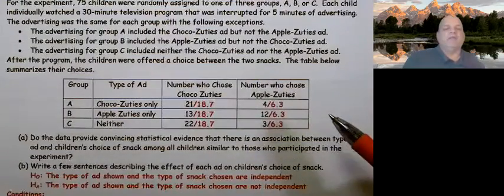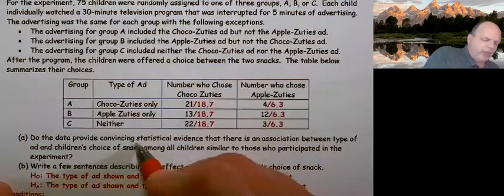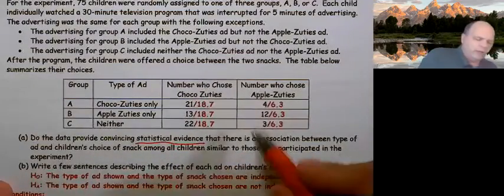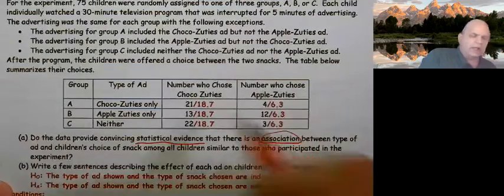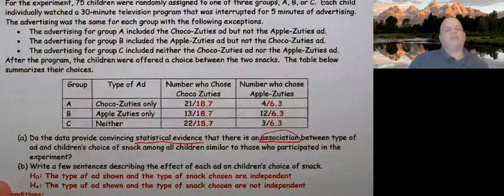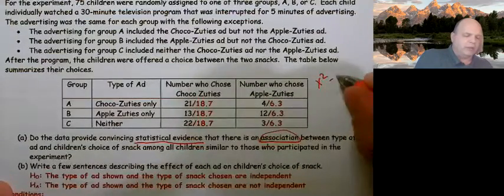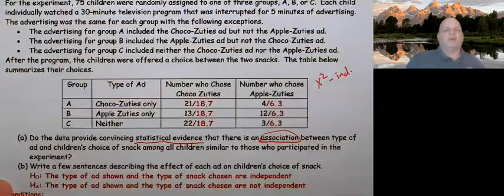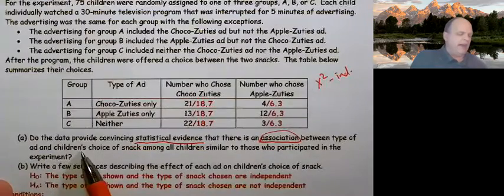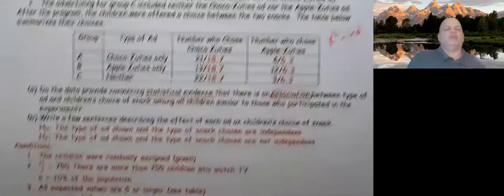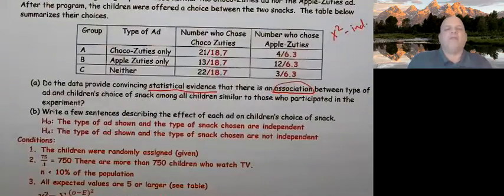It says, do the data provide convincing statistical evidence? Whenever they say that, statistical evidence, they're looking for me to run some sort of hypothesis test. They say the word association, and I notice I have a table. If they say association and I have a table, I'm saying chi-squared independence. All right, between types of ad and children's choice of snack among all children similar to those who participated in the experiment. So it says, write a few sentences describing the effect of each ad on children's choice of snack.